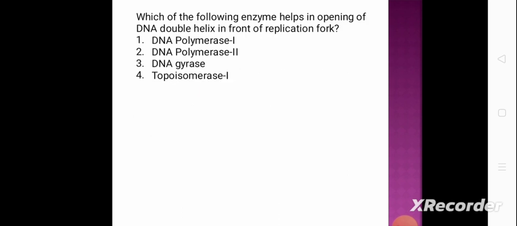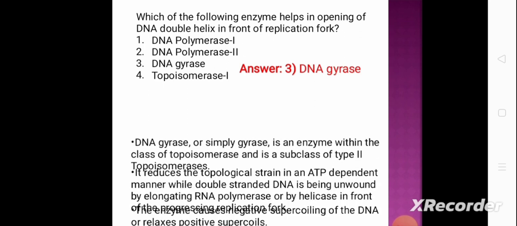Next question. Which of the following enzyme helps in opening of the double helix in front of the replication fork? Option 1 DNA polymerase 1, option 2 DNA polymerase 2, option 3 DNA gyrase, and option 4 is Topoisomerase 1. And the correct answer is option 3, that is DNA gyrase.